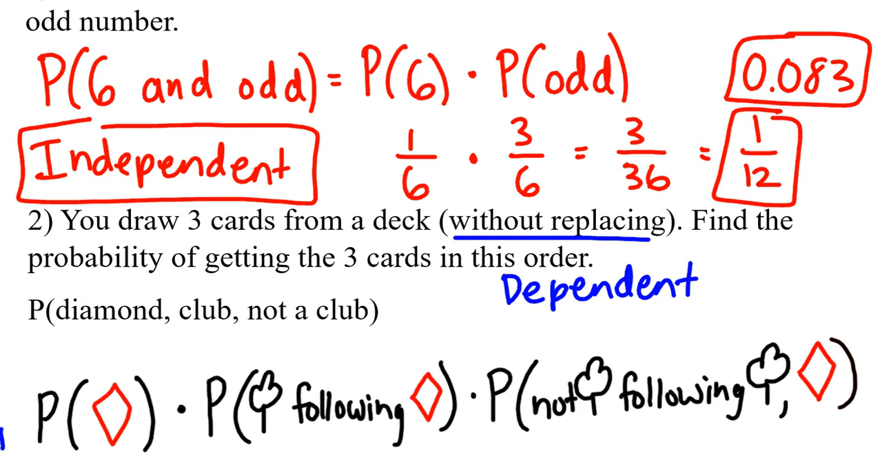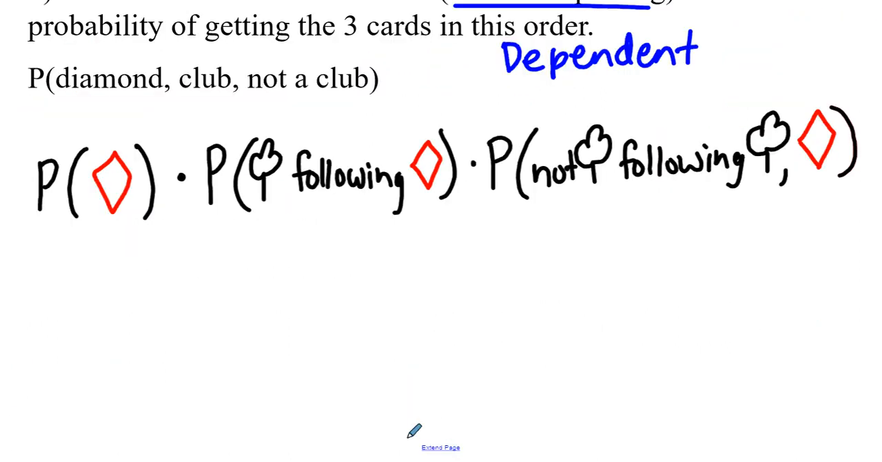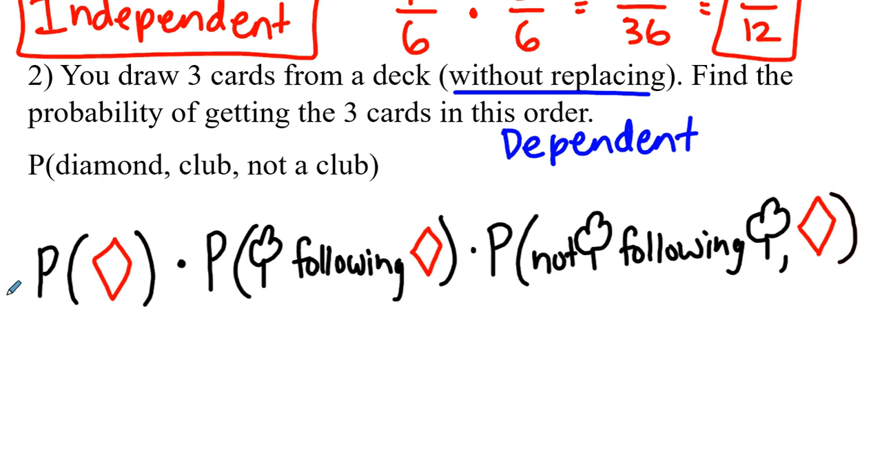I would like the probability that the first card is a diamond, and then the second card is a club. That's a symbol for clubs. It looks like a clover. Excuse my art. Following the first one being a diamond. And then the last one is not a club, following a club on the second one and a diamond on the first. If you haven't played with cards before, it might be wise to freshen up.